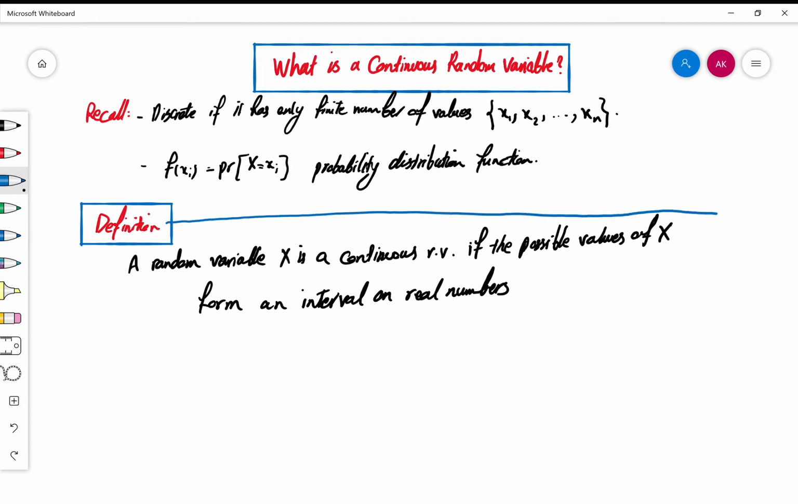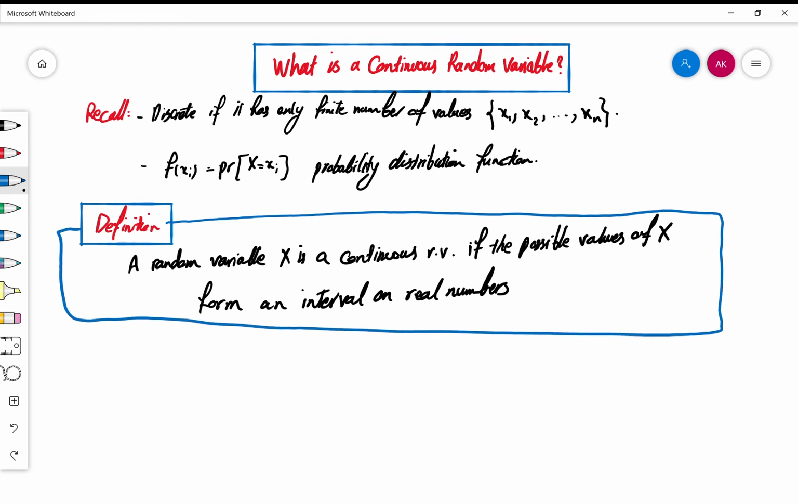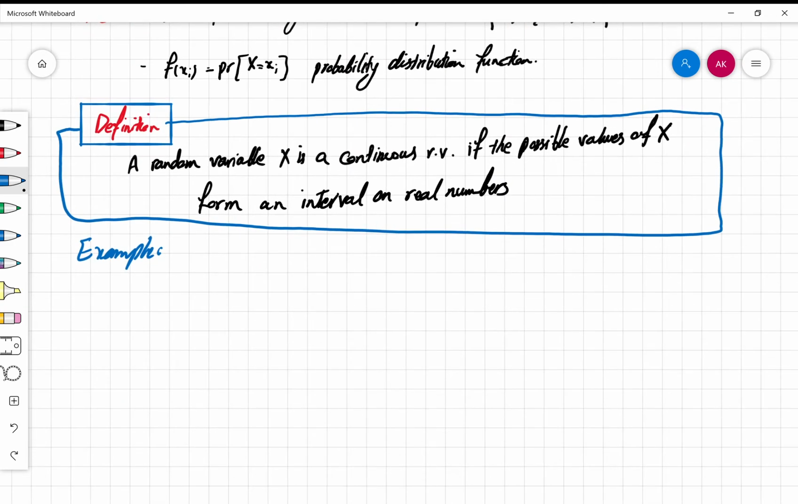So we are not working in general cases, but when the possible values, if you put all of them together, give you a range rather than just a bunch of numbers or a discrete number of things, an interval, then we call that random variable continuous. Examples of such random variables. Well, let me just write two examples at least.